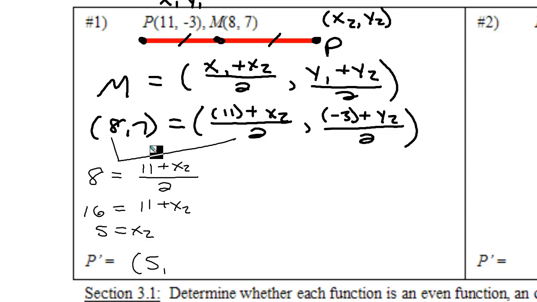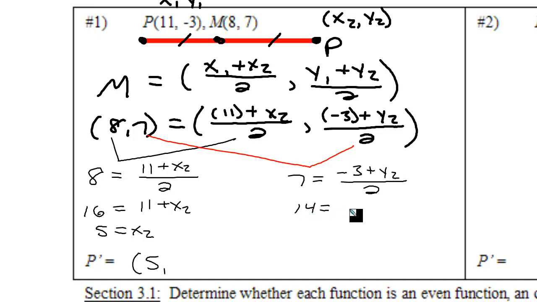Similarly, set your y values equal to each other. 7 is the y value of the midpoint, and so is the fraction negative 3 plus y over 2. Multiply both sides by 2, add 3 to both sides, and you get the y value is 17. So our ordered pair is (5, 17).